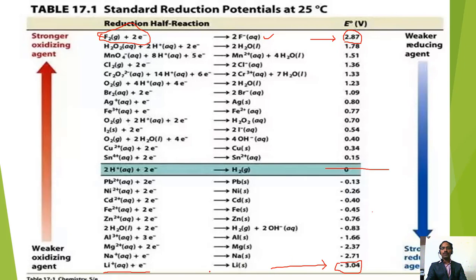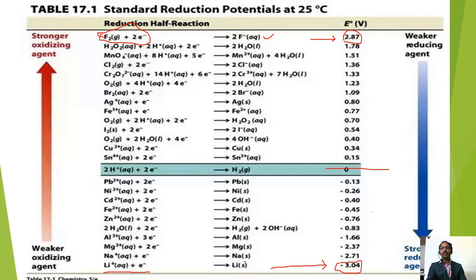So, if you talk about oxidation potential, lithium's oxidation potential is 3.04. That means lithium loses electrons 3.04 times efficiently. In the case of reduction potential value, the same value with a negative sign we are showing.